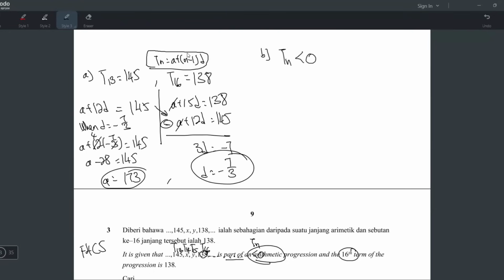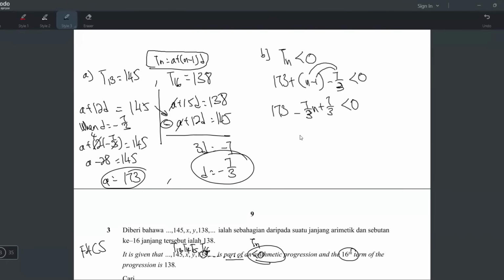Okay, same formula, a plus n minus 1 times d, but this time your a you know already, 173, and the n minus 1, we want to find n, so just write n minus 1. And the d is negative 703. But make sure you know this negative 703 will be multiplied. It's not subtraction, it's multiplication. Smaller than 0, so now multiply. So it becomes negative 703n, and then negative 703 times negative 1 is positive 703. Then we set 173, just write it, and then smaller than 0. Now just solve for n.